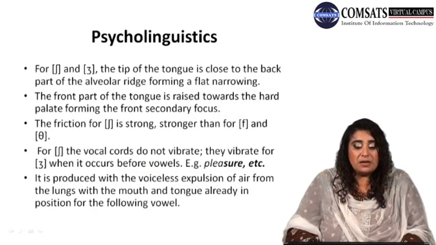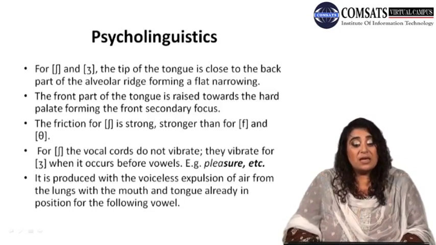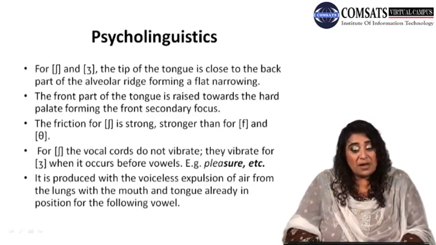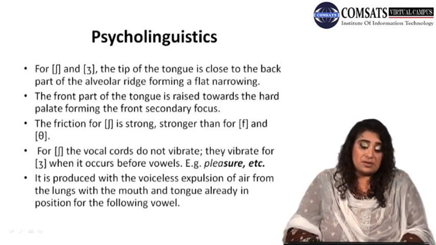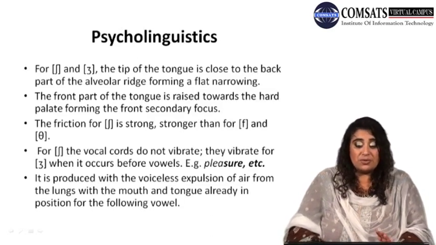Now the tip of the tongue is close to the back part of the alveolar ridge, forming a flat narrowing. The front part of the tongue is raised towards the hard palate, forming the front secondary focus. The friction is strong, stronger than for the other sound. The vocal cords do not vibrate.